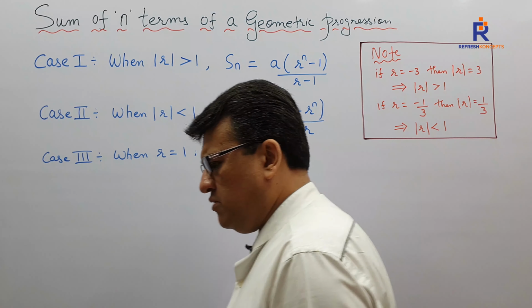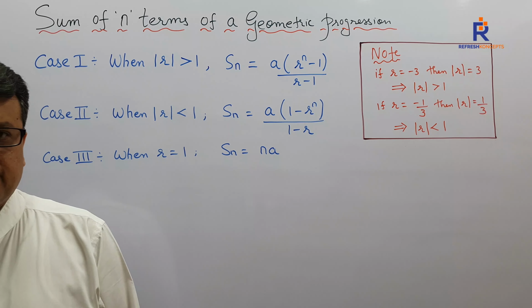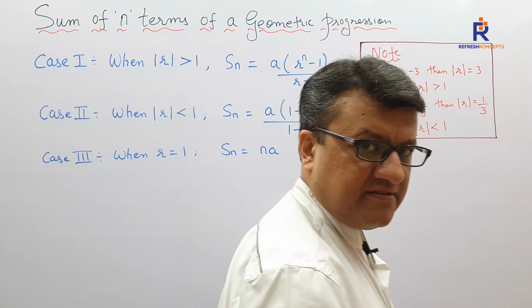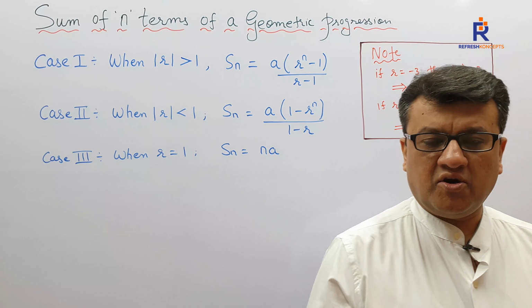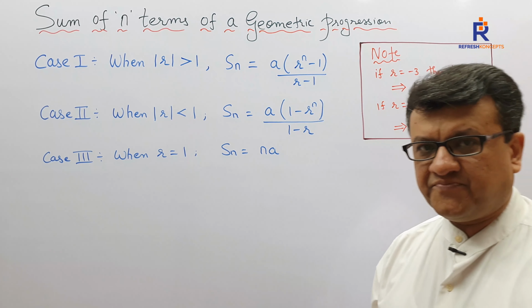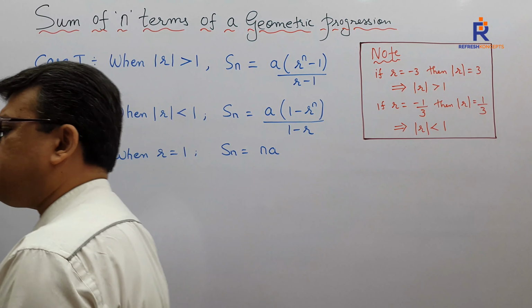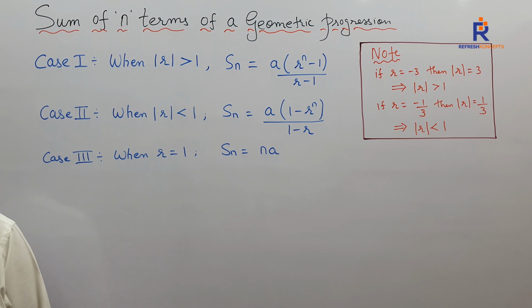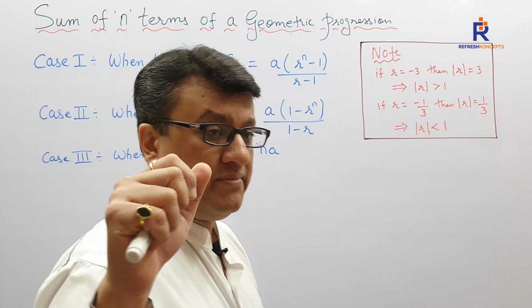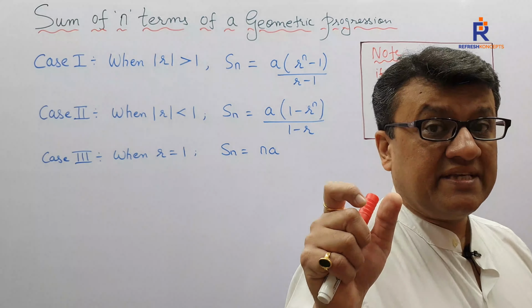Now, in AP, we never had any cases as such, right? We directly had the formula of Sn, n by 2 times (2a plus (n minus 1)d), or n by 2 times (t1 plus tn). But in GP, we have three cases. Now, why are there these three cases? What makes these three cases come into existence? On what parameter is Sn judged?